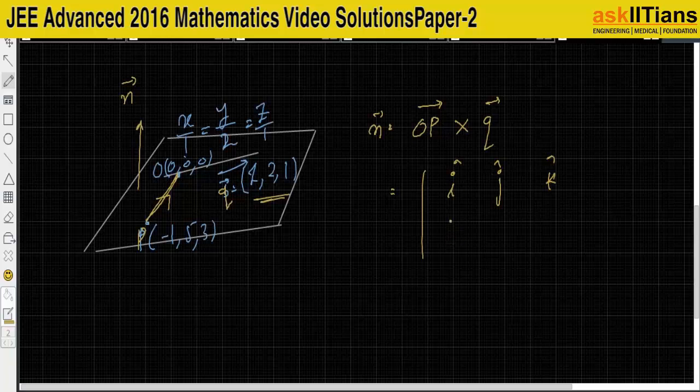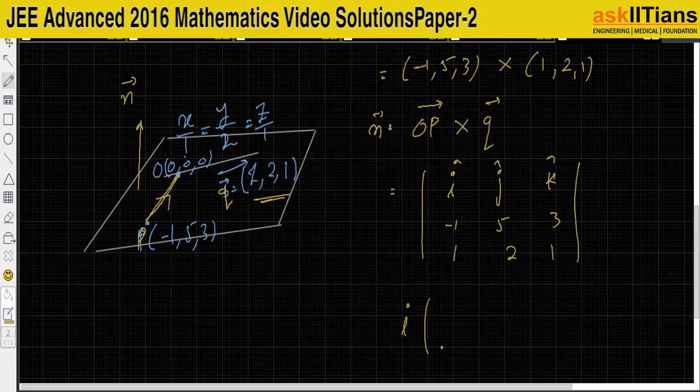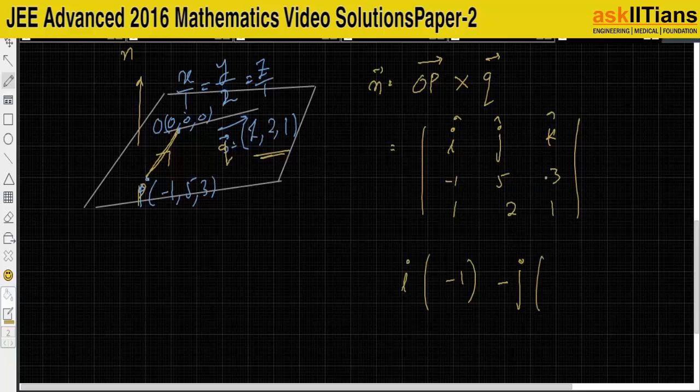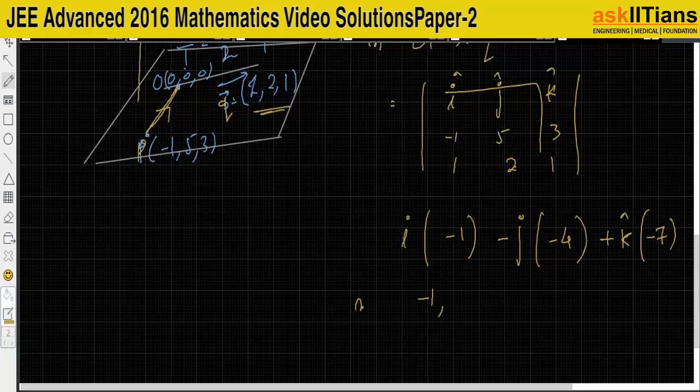OP vector is nothing but, since O is simply 0, this, cross Q which is 1 2 1. So 1 2 1 here, minus 1 5 3 here. If I simplify this, I'll get 5 minus 6, so this is minus 1. Minus j times minus 1 and minus 3, so minus 4. Plus k times this and this gone, so minus 2 minus 5, so minus 7. So the normal vector is minus 1, 4, minus 7. Minus 1 4 minus 7 is the n vector.